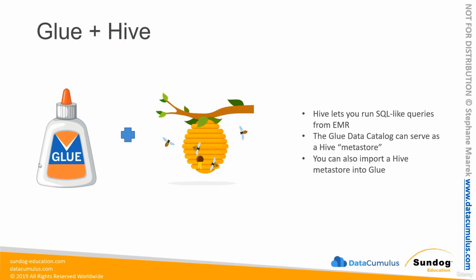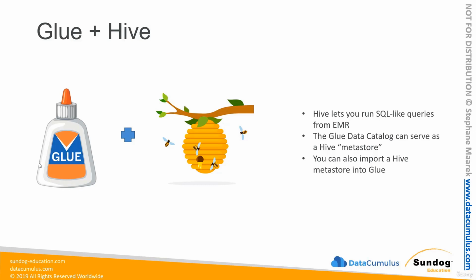So you can use the AWS Glue data catalog that was extracted by your Glue crawler as your metadata store for Hive. And in Hive, that's called a metastore. That's sort of special Hive terminology. Conversely, you can also import a Hive metastore into Glue. So if you have an existing Hive metastore or Hive database sitting in EMR, you can turn around and make a Glue data catalog out of that Hive metastore as well. You can go both ways.